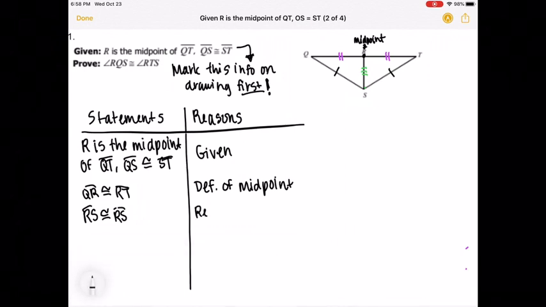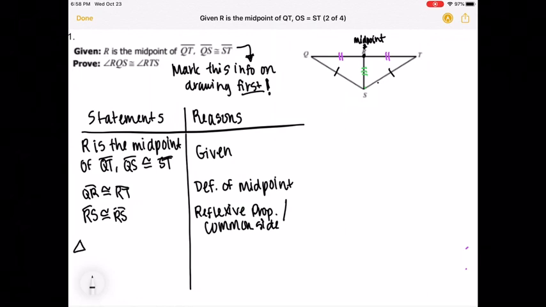There are a couple of ways you could say that. You could say reflexive property, or you could say common side. Either way. Now we have enough to prove that the two triangles are congruent because this is side, side, side. We have three sides.